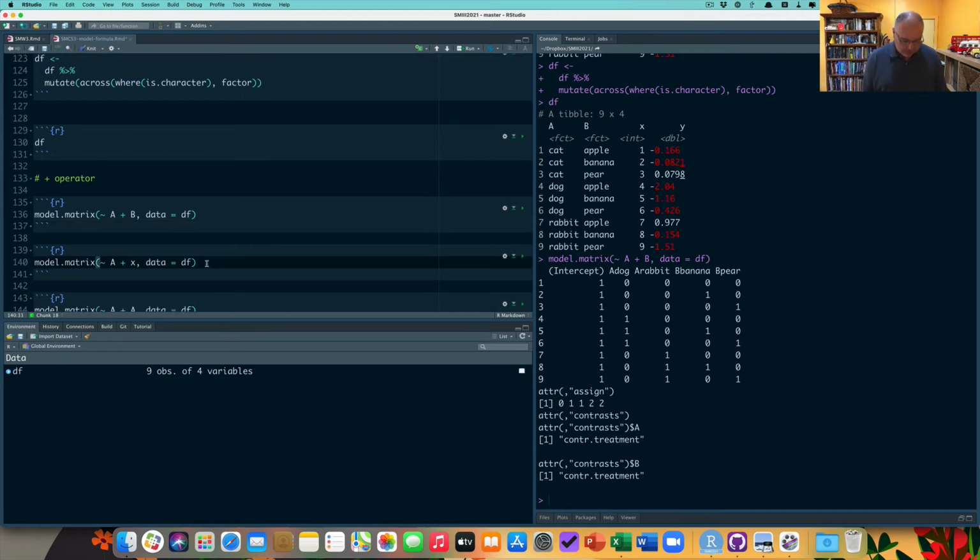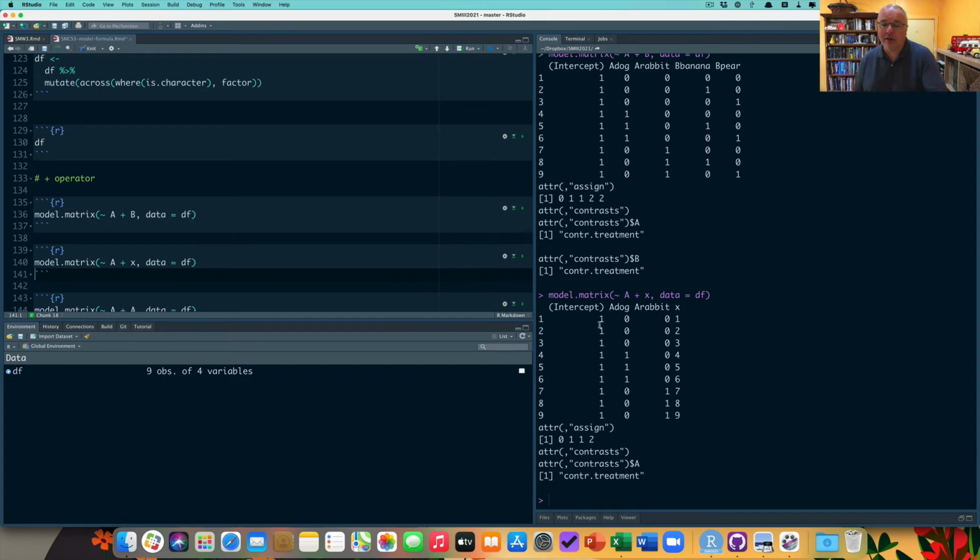If we did A plus X, all it's done now is it's taken the block that we would have for your favorite pet, and it's put an extra 1 in, because this is just a continuous variable, so it's nice and easy, just put in an extra column.